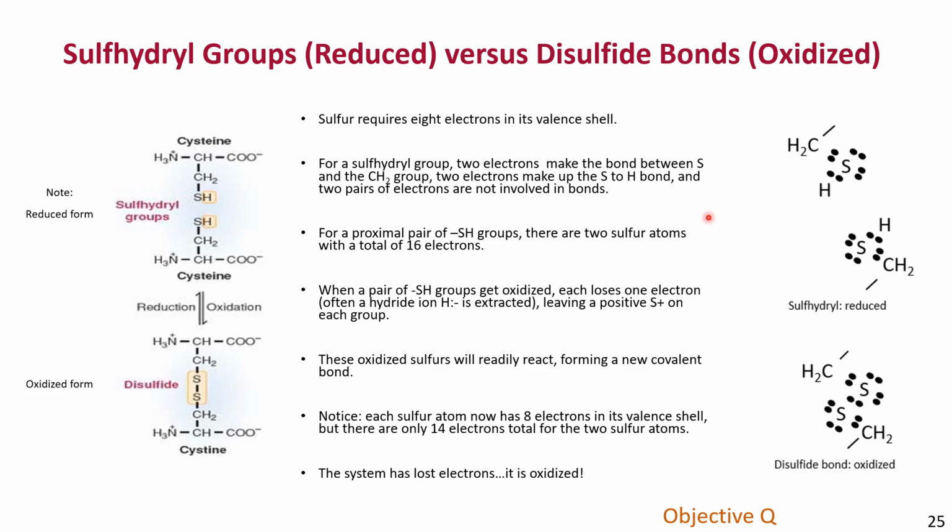But if you don't believe that, you can say, well, let's count the electrons. Here is a CH2SH. There's your CH2. There's your SH. The sulfur has 2, 4, 6, 8 electrons, 2, 4, 6, 8 electrons. There are 16 total electrons in this system. But when they come together and they bind, you have 2, 4, 6, 8, 10, 12, 14. So there's only 14 electrons in the disulfide bond, whereas there were 16 electrons in the two sulfhydryls. So again, the system overall has lost electrons, and so it has become oxidized. So two ways that you can see that.